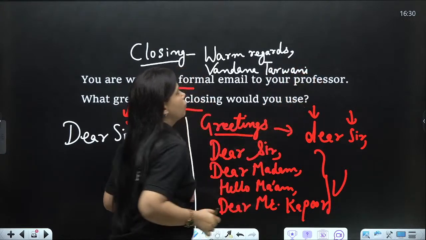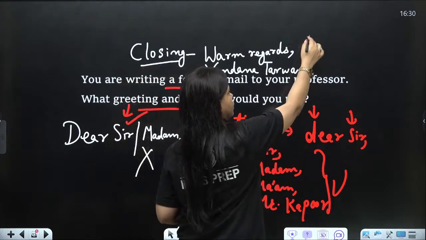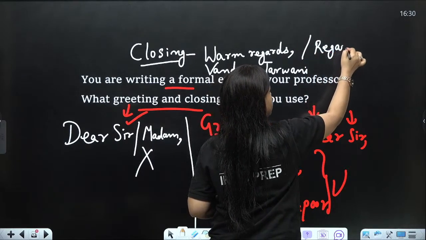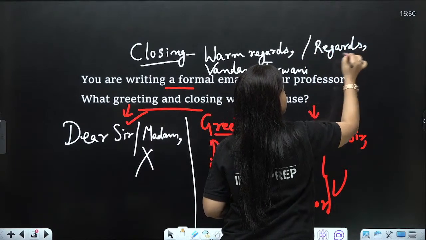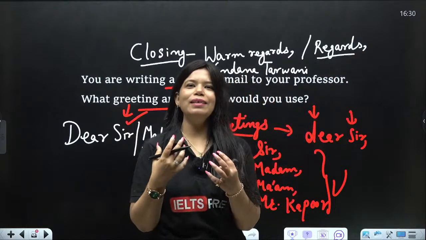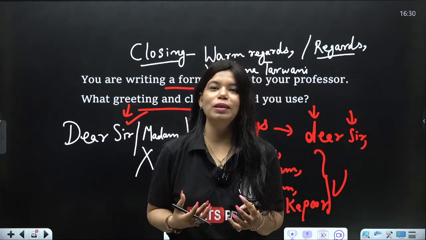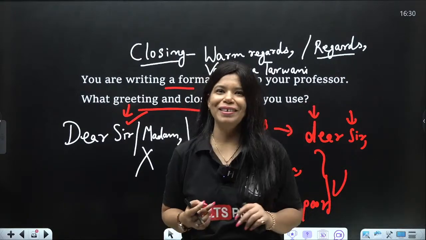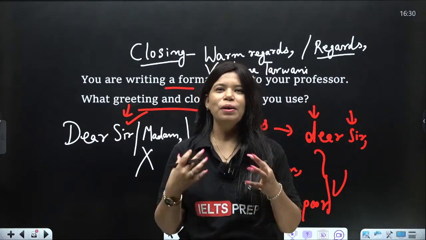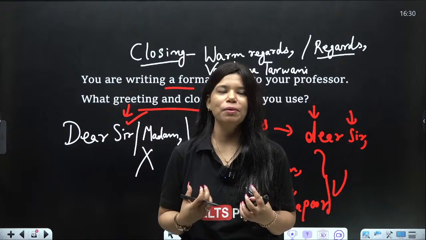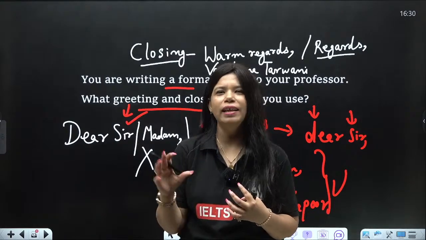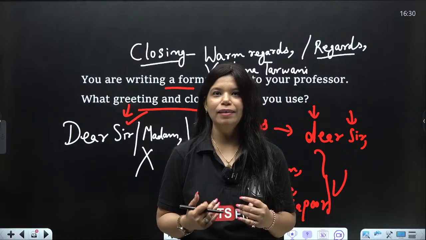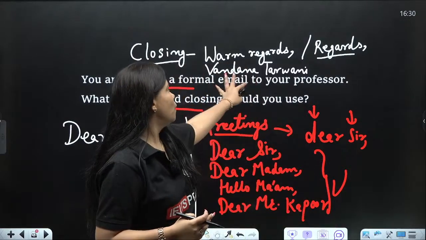Okay, other than warm regards, there are some other options. You can simply use regards also. See, there is a polite tone and professional tone, and there is a warm tone. That warmth is missing in regards. If you just write regards, that warmth does not come in it. You know, the tone is okay, it's professional, but it doesn't feel polite to me personally. That is why I always write warm regards.